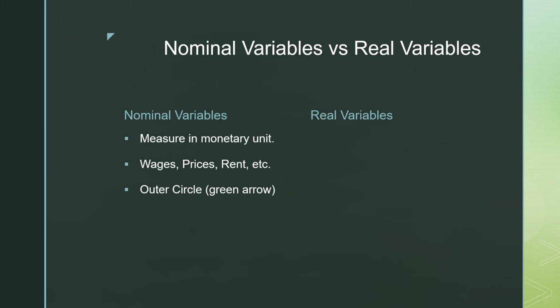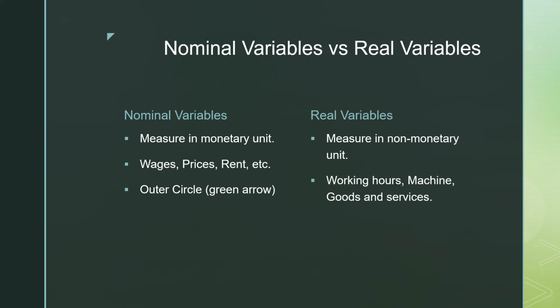Okay. Now let's turn to the real variables. Real variables are measured in non-monetary units. So for example, working hours, right? 1 hour, 60 minutes, machines. If you buy 2 cars, 3 cars, or goods and services, they are not measured in terms of money. You don't measure 1 hour as like $6. 1 hour is 1 hour, no matter what. And they are represented in the inner circle in the previous graph, which is the red arrow.